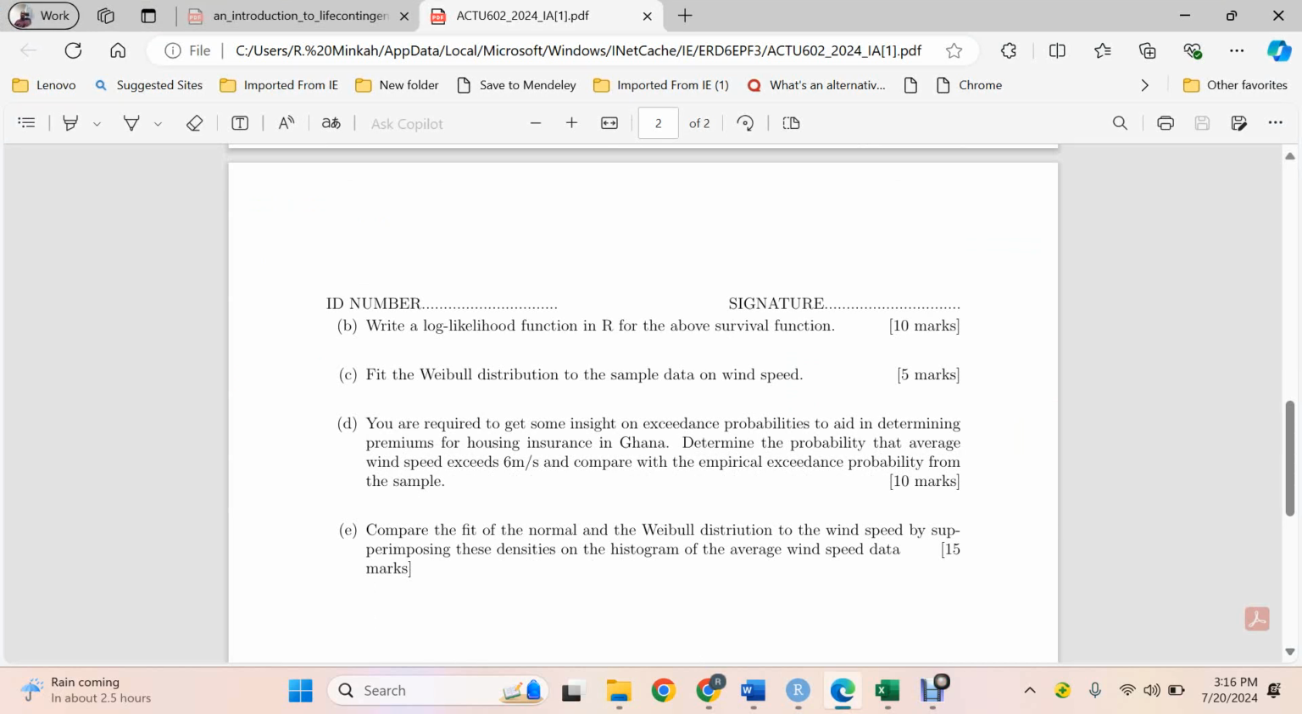Is that okay? Then we are required to get some insight on exceedance probability. So determine the probability that the average wind speed exceeds 6 meters per second. Compare it with the empirical one. So basically, what you need to do is check how many of these wind speeds are greater than 6. Is that okay? So what can I do?